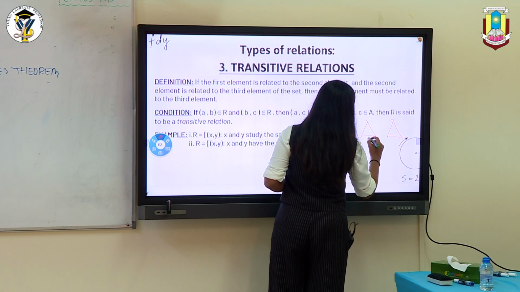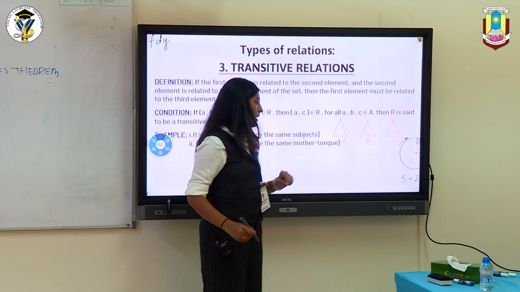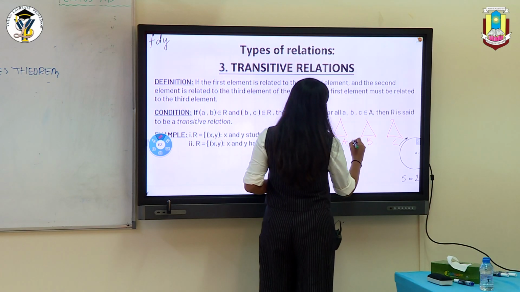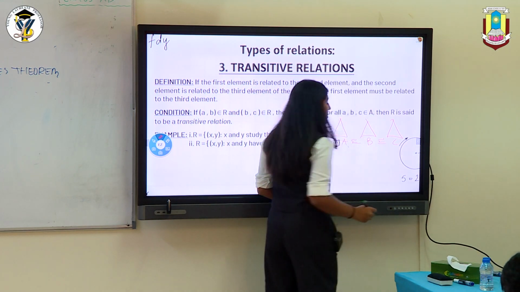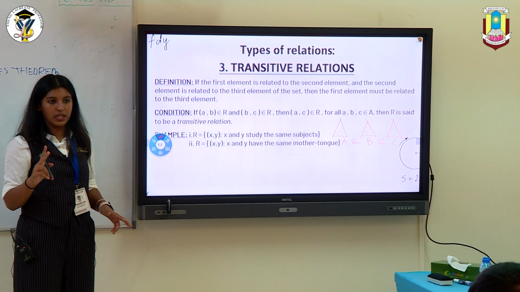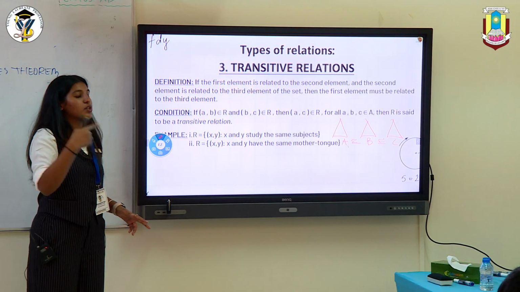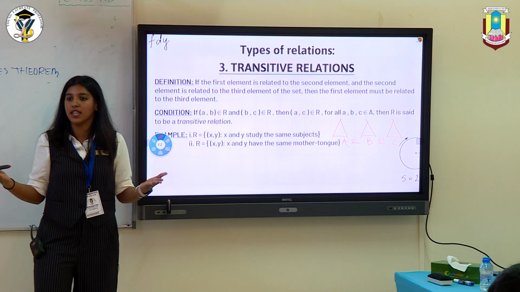A, B, and C. I have three congruent triangles A, B, and C. It is given that A is congruent to B. B is congruent to C. But we all studied it in 9th. If two triangles are congruent and the second triangle is congruent to a third triangle, then the first triangle is always congruent to the third triangle.